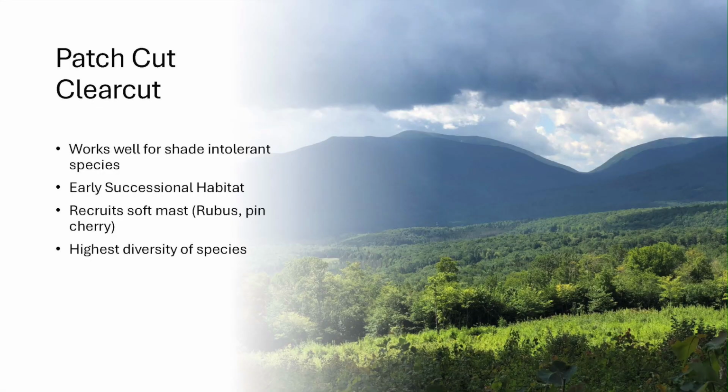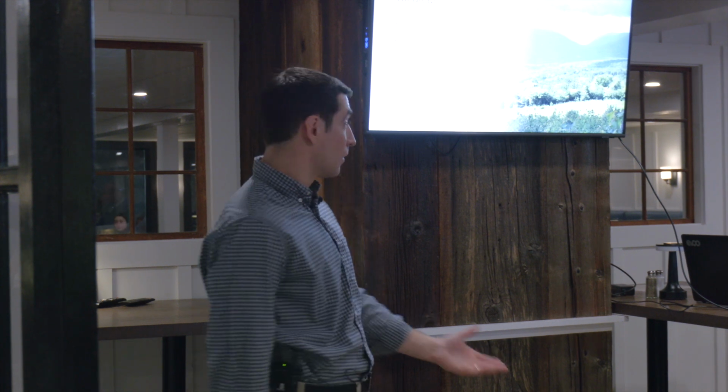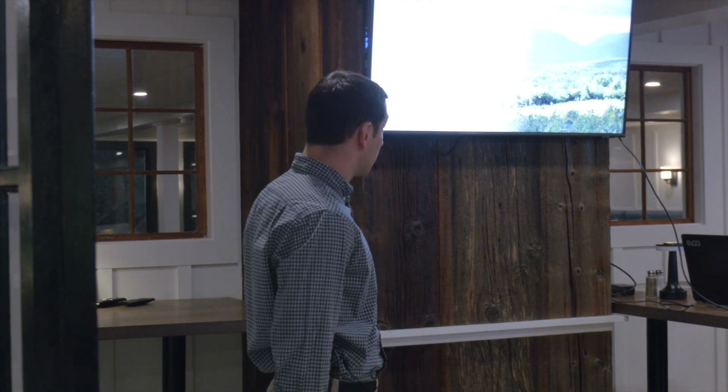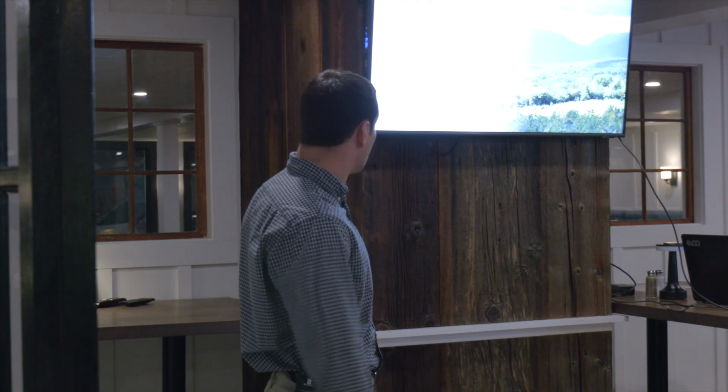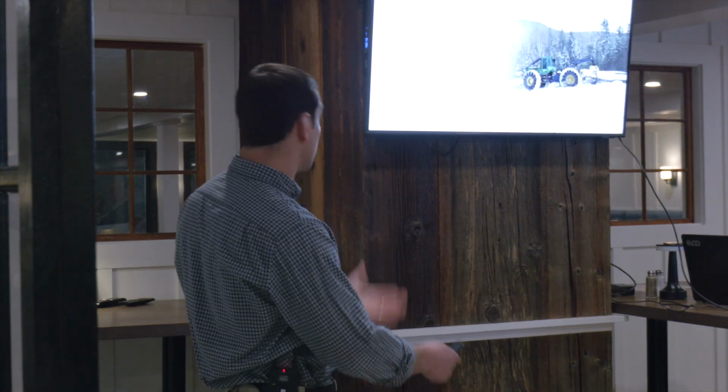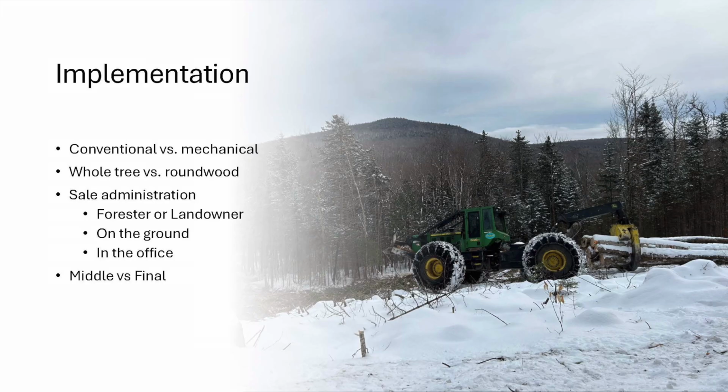Patch cuts and clear cuts, I think everyone knows what these are. It's taking down the majority of the stems within an area, but these work really well for our shade-intolerant species. It's a great recruiting opportunity for early successional habitat, providing soft mast with our pin cherries, blackberries, and raspberries. It's often said that there's a deficit of early successional habitat in the state and in the Northeast region. So if you are a larger landowner, or if the conditions warrant it, you could consider implementing these on your property.